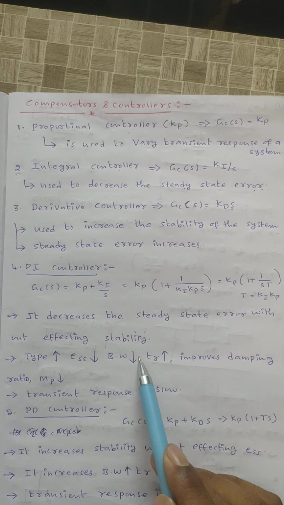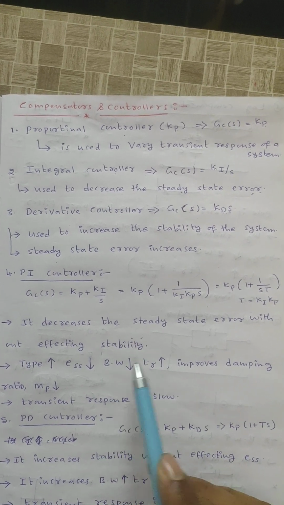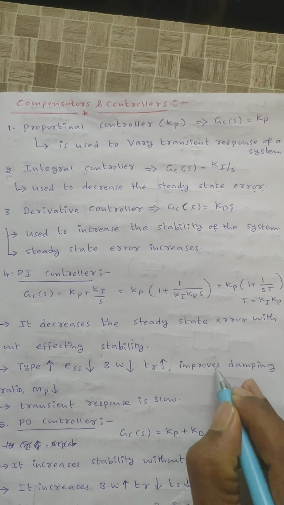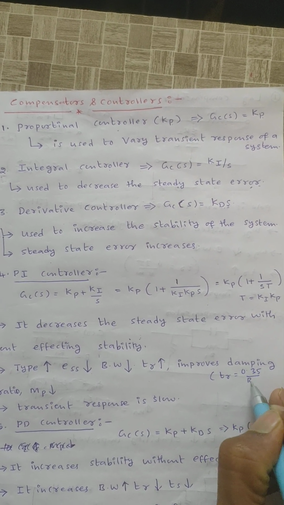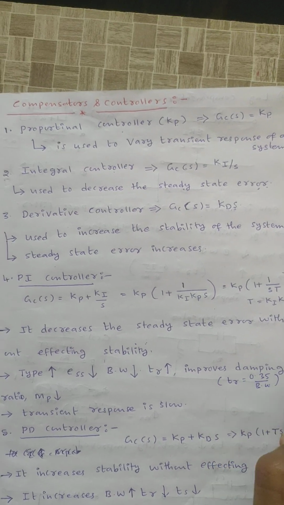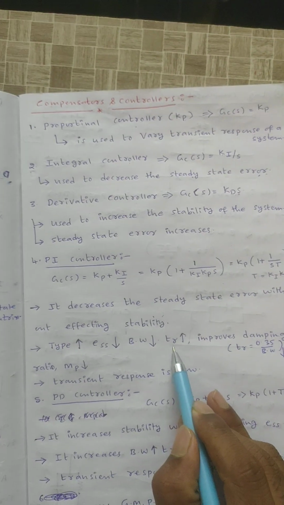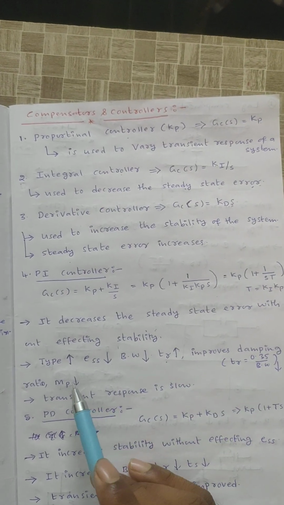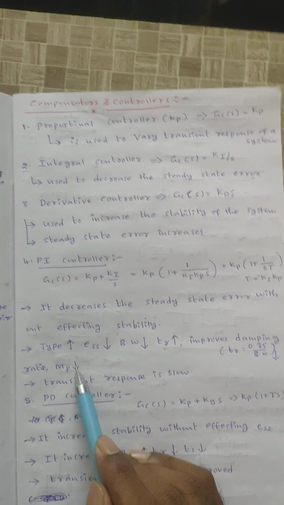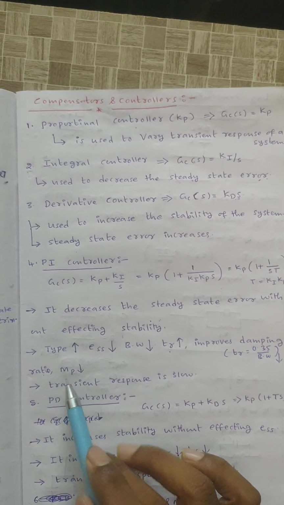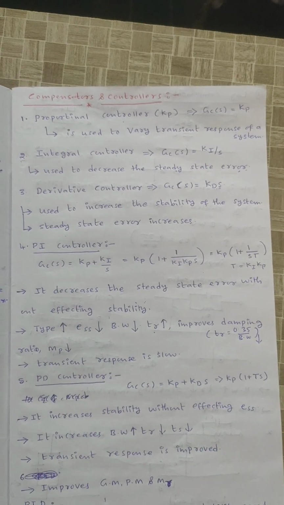When this error reduces, the bandwidth of the system reduces, and bandwidth and rise time have an inverse relation, that is Tr equals 0.35 by bandwidth, right? When bandwidth is less, rise time is more. Okay, it improves the damping ratio. When the damping ratio improves, Mp reduces. Damping ratio is nothing but zeta, right? But in the case of the PI controller, the transient response is slow.